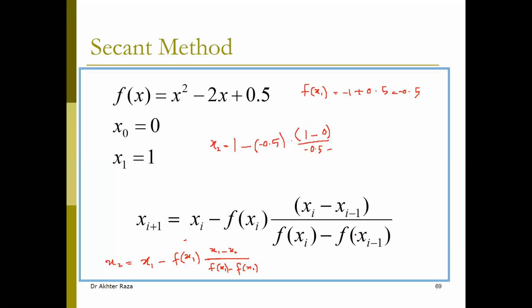For f of x0, we have to plug x0 into this function. So 0 is to be plugged in here: 0 minus 0 plus 0.5, so it is 0.5. So the new iteration will be 1.